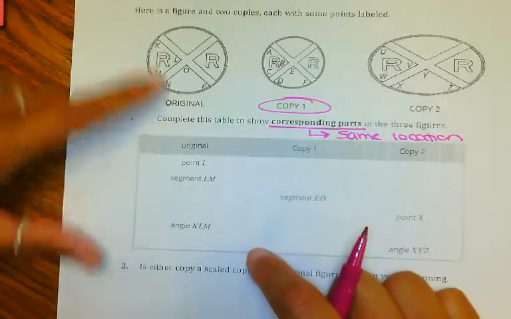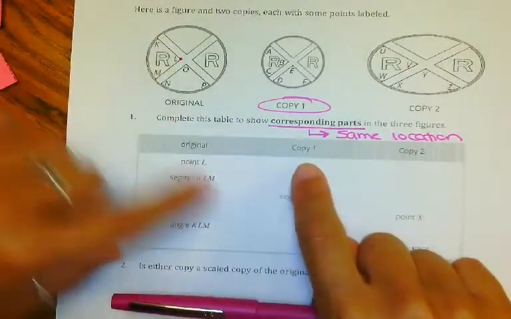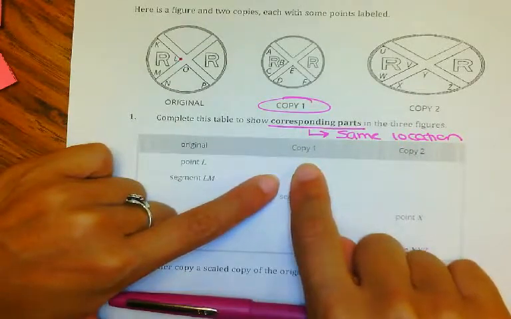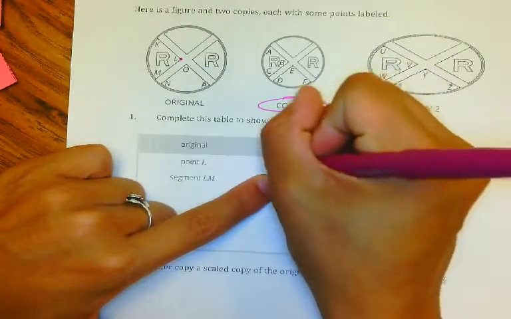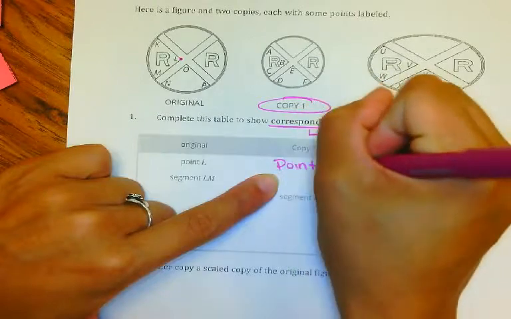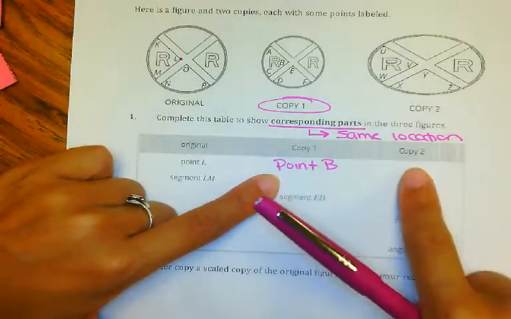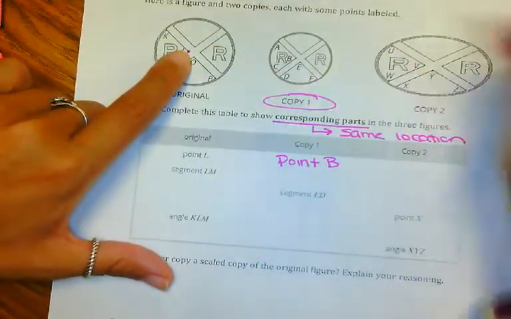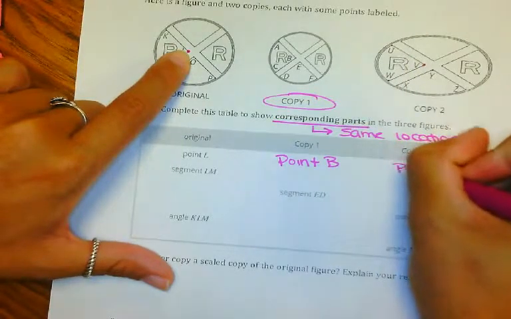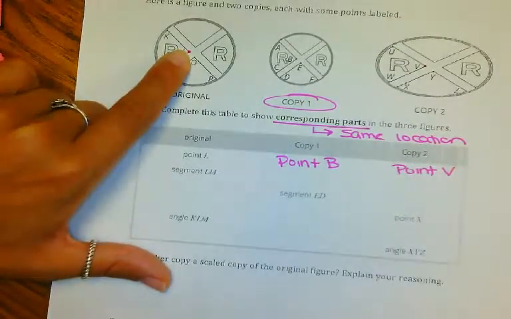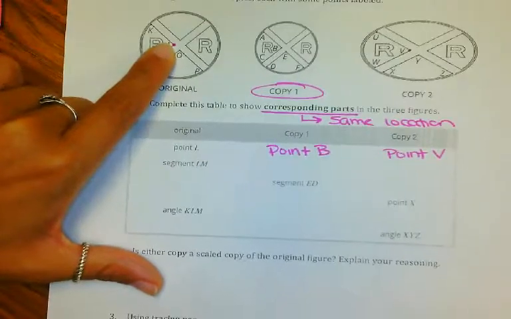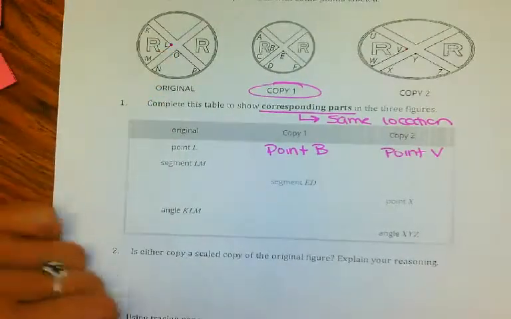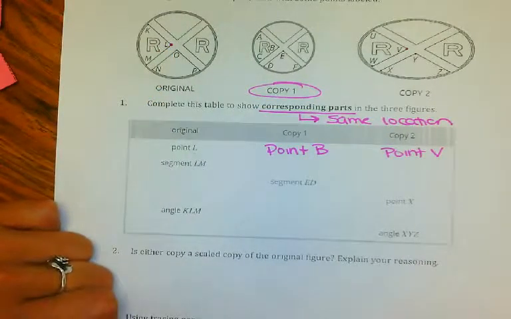So if we look at point L here, point L is right here. Point L in copy 1 is in the same location as what? Hopefully you said point B. And then in copy 2, point L is with, hopefully you said point V. Okay? Now I want you to take a second and try and fill the rest of this out. So pause the video, see if you can figure it out.